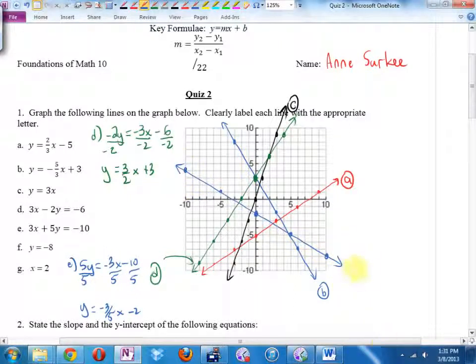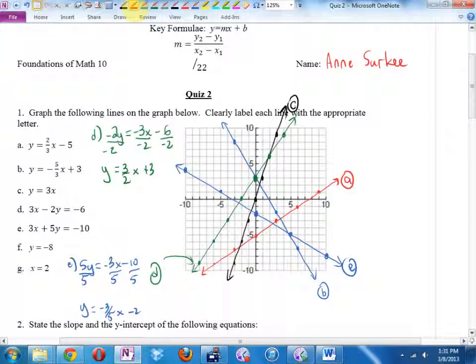That was line E. Line F, y equals -8. Most kids can remember that when there's a letter missing, an X or a Y, they know it's either horizontal or vertical. They know it's one of those weird slopes, 0 or undefined. It's one of those weird lines.